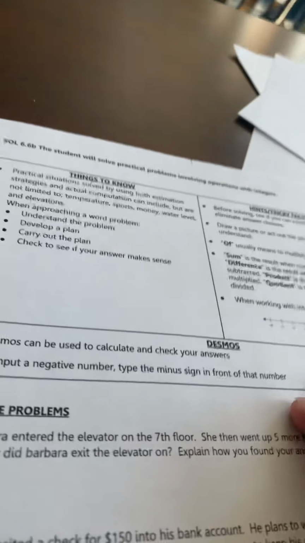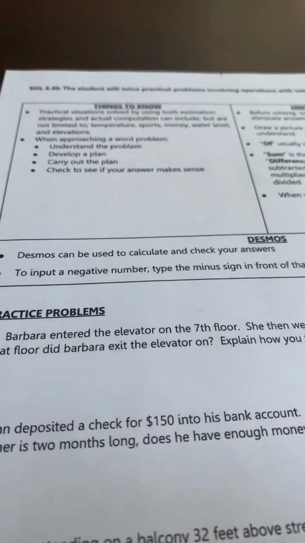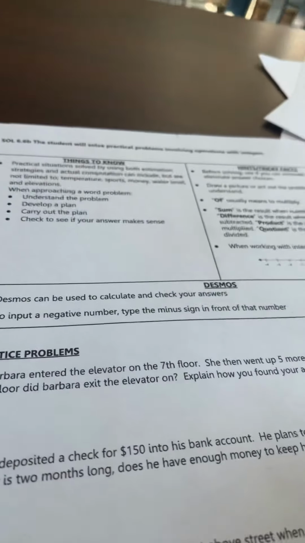All right. Now we're moving on to, I scared myself, now we're moving on to 6.6b. This is basically taking what we just did with integers using those rules. Now we're just going to put it in a word problem. We only got 4 questions, so we'll be able to go through these very quickly. All right, here we go.